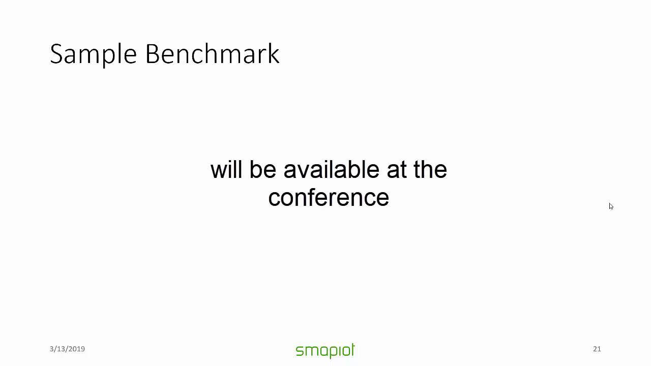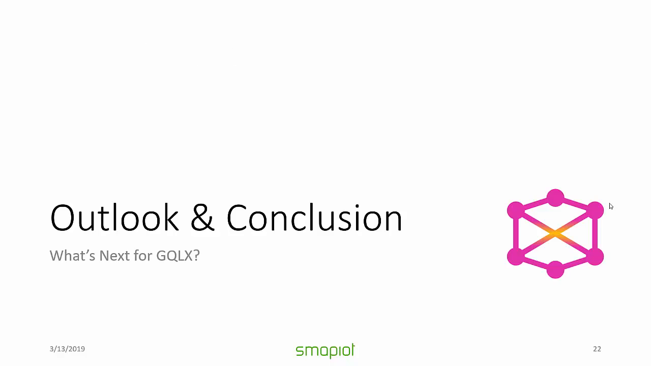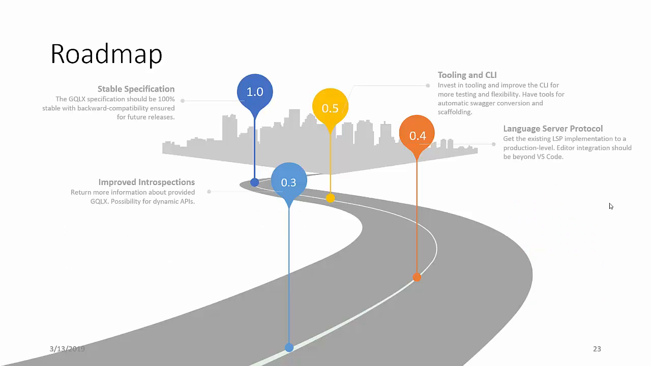Let's see a sample benchmarking application, how this behaves as compared to standard GraphQL. Great. So obviously we don't have to worry about performance. We also don't have to worry about the security so much. What's on the roadmap? What's next for GraphQL Extended?